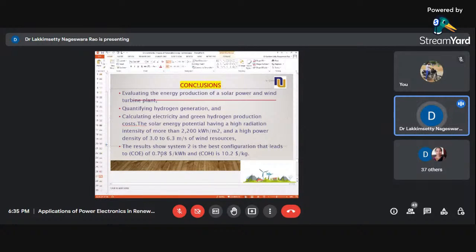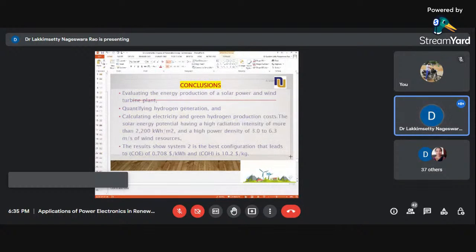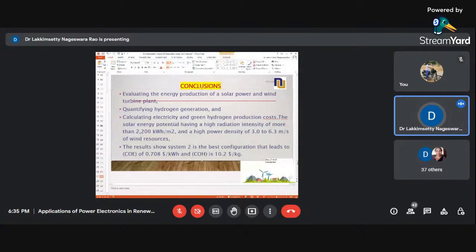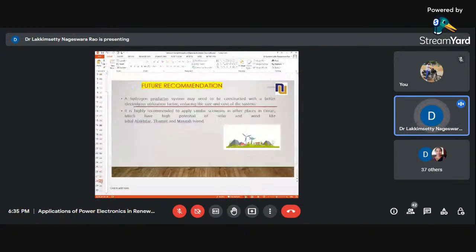which has $0.708 per kilowatt hour. And here we have $10.2 per kg. Therefore, the huge production rate speaks to the optimum configuration with less equipment, and that is the main focus here. And for future recommendations, we also made some studies as per the case study.